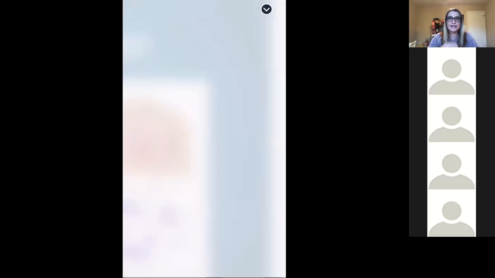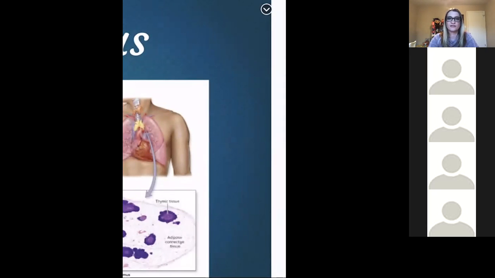The second primary lymphatic structure is the thymus, and we can see our thymus right here. You have a comparison of a child's thymus versus an adult's thymus, and you can see that the thymus of a child is much larger than the thymus of an adult. This is because during childhood, before puberty, our bodies are still getting to know a lot of pathogens, and so our immune system is still developing.